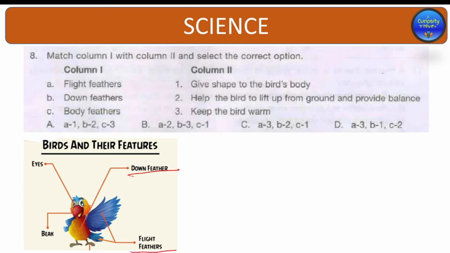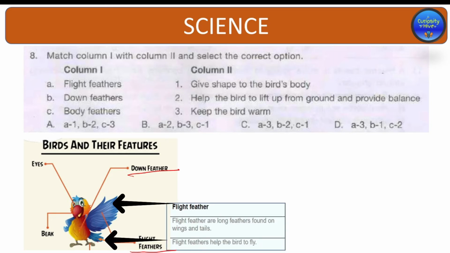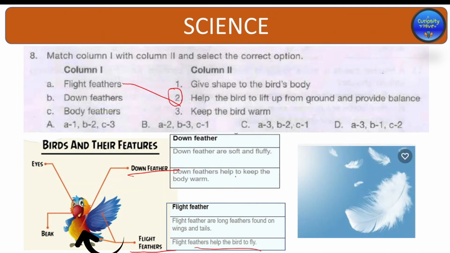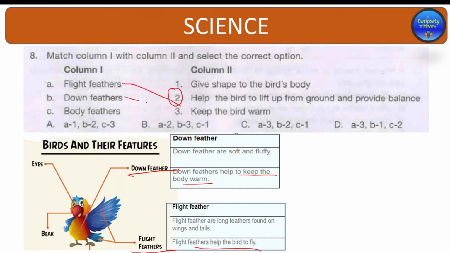Now, flight feathers are in the tail and in the wings, and these are the feathers that help the birds to fly. Hence, we can match A to option 2, which says help the bird to lift up from ground and provide balance. Let's look at down feathers now. Now, down feathers are soft and fluffy and keep the body warm because they trap the heat in the body. So, your option B can be matched to option 3.